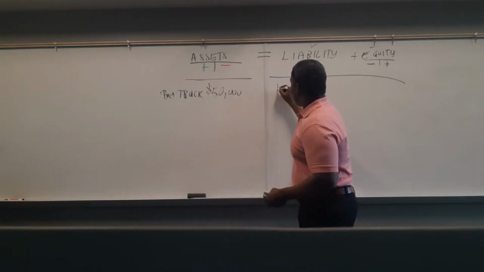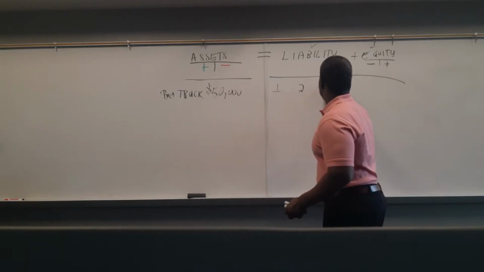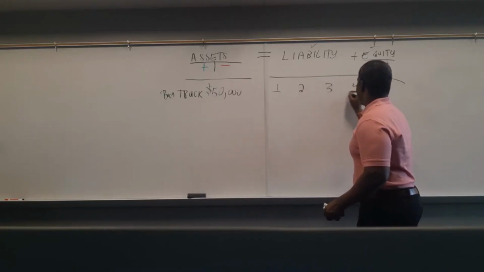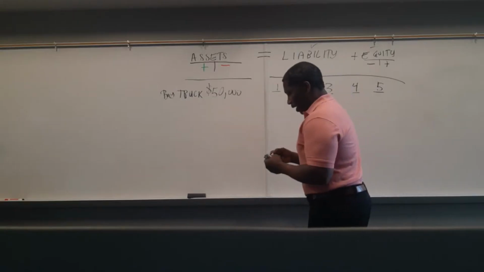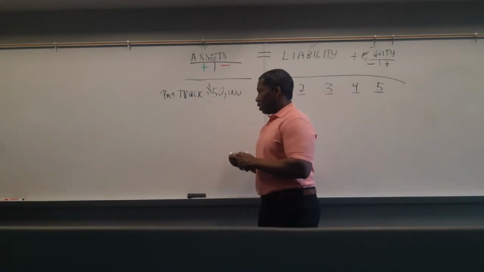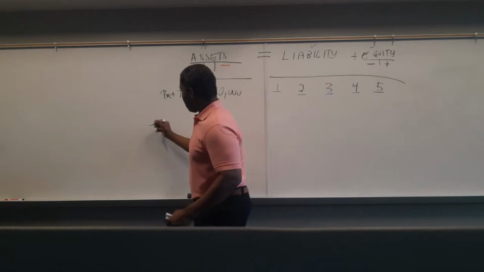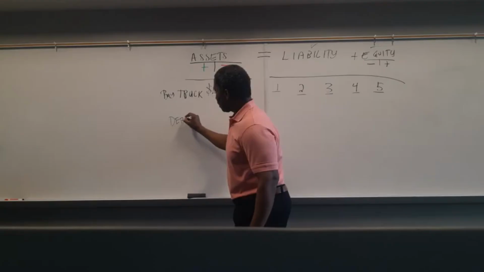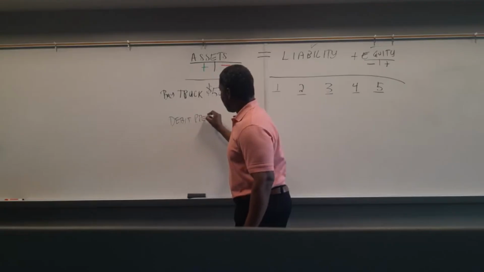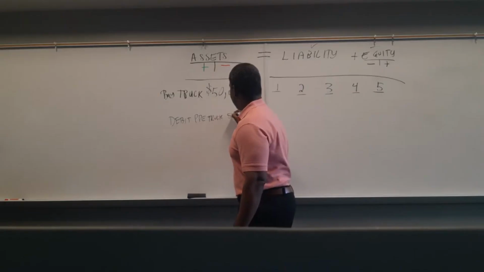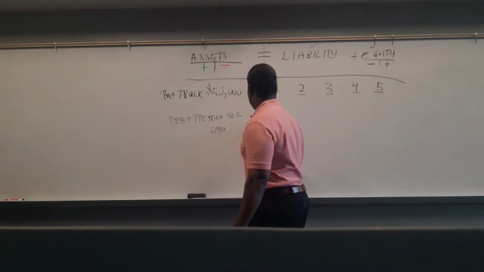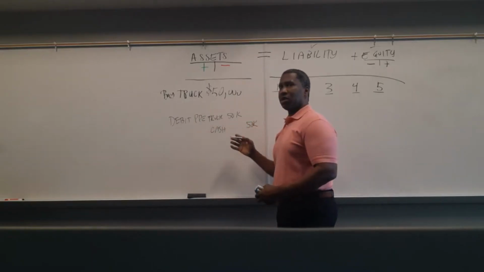We're going to use that truck for 1 year, 2 years, 3 years, 4 years, and 5 years, okay? We're going to use it for 5 years. Now, when you buy the truck, we remember that we're always going to debit property, plant, and equipment, which will be the truck, for $50,000. And then let's say we pay cash, we will credit $50,000 cash, okay? So our journal entry would be that right there.